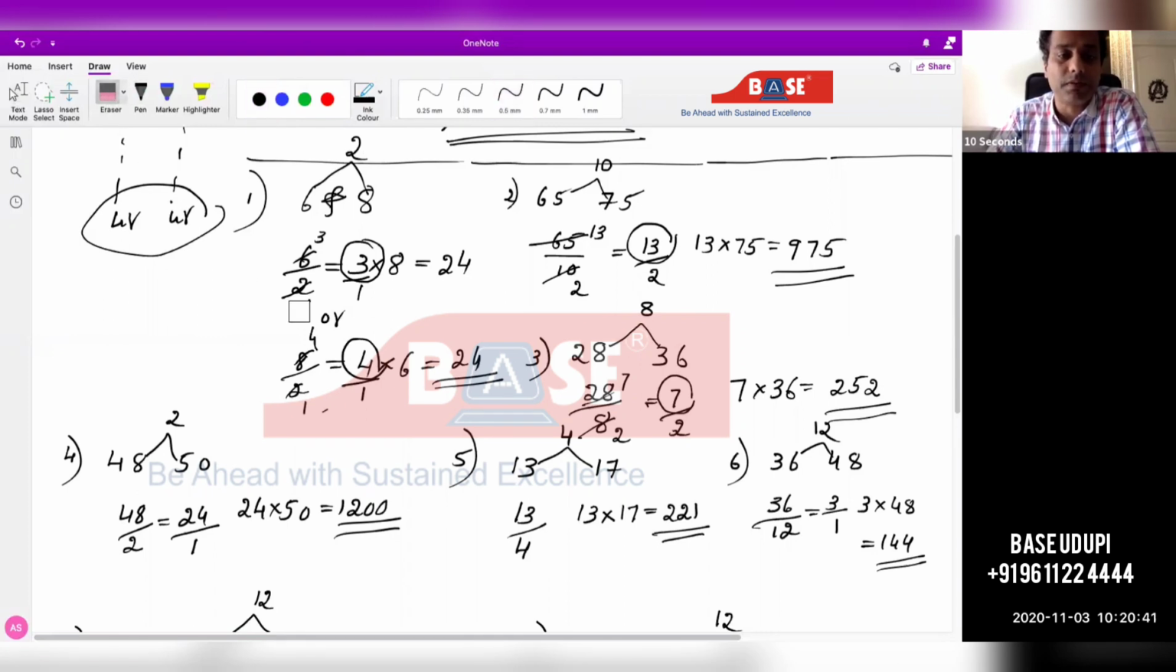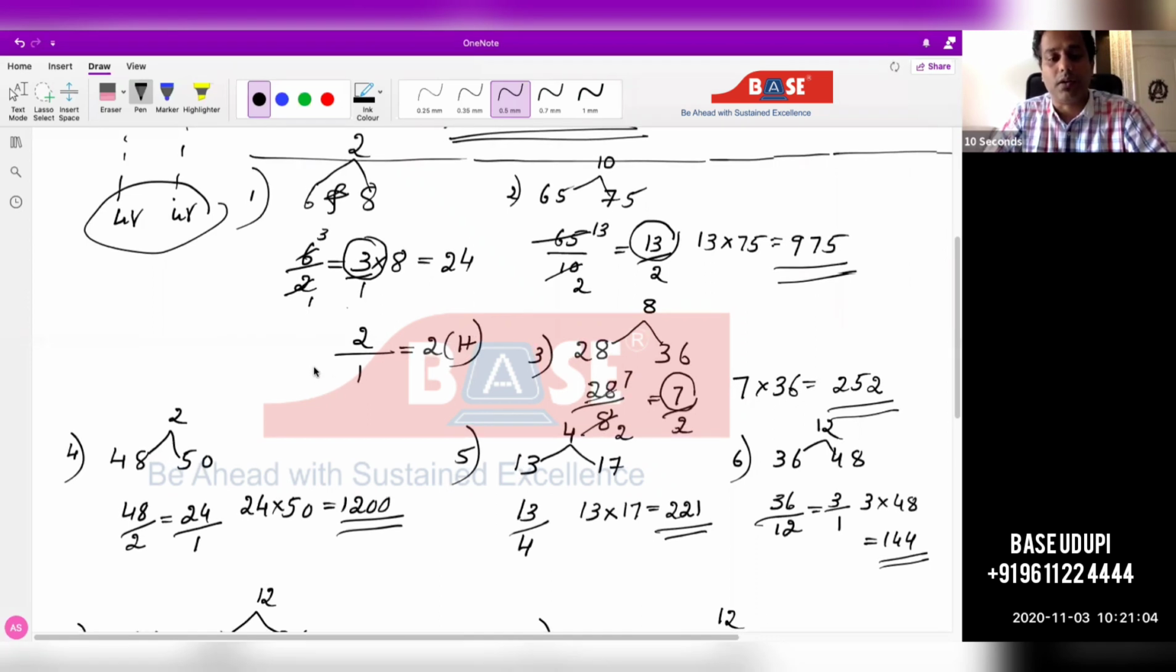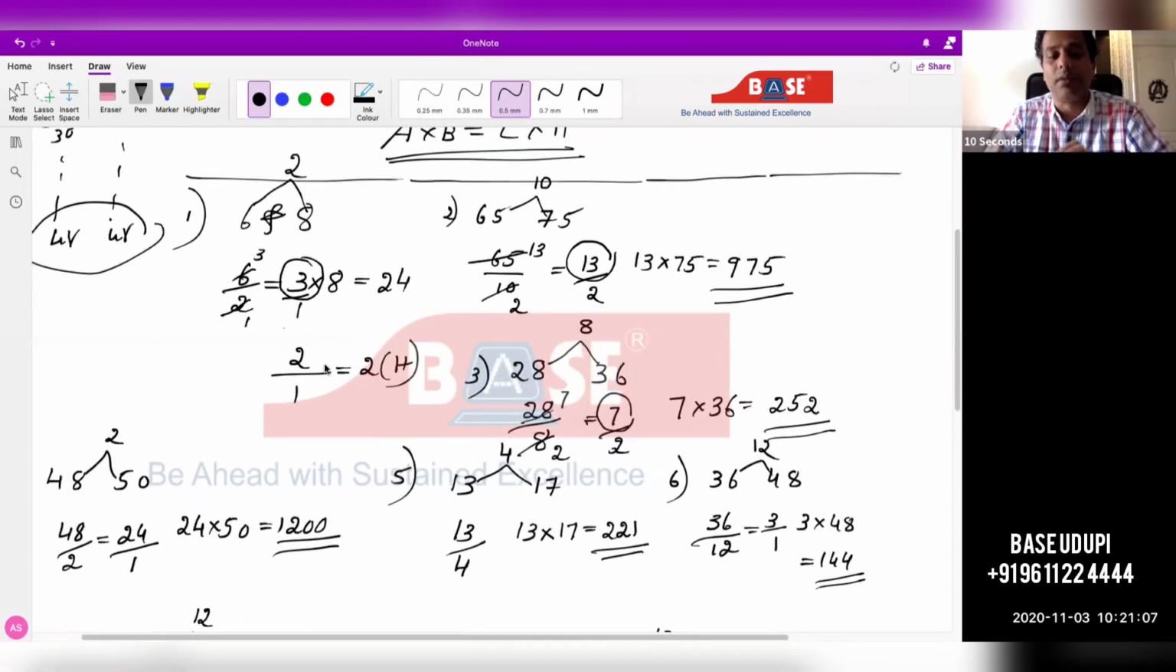HCF is, what is the difference? 2. All right. What is the denominator? 3 is the numerator which we use for LCM. Denominator is 1. So it equals 2. That is HCF. So it is always difference divided by denominator. So what is HCF? HCF equals difference divided by denominator.